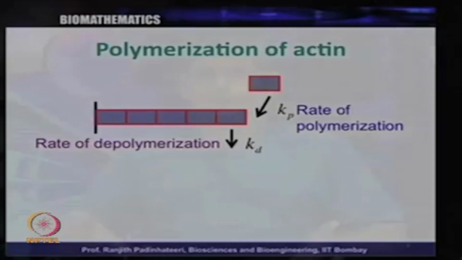If the polymerization rate is much larger than the depolymerization rate, the polymer will grow. If the depolymerization rate is larger, you can imagine that the polymer, the actin, will shrink. So, this much we know. Knowing Kp and Kd, we can know the change in length. How the length changes with time is related to Kp and Kd, and it is related in the following way.